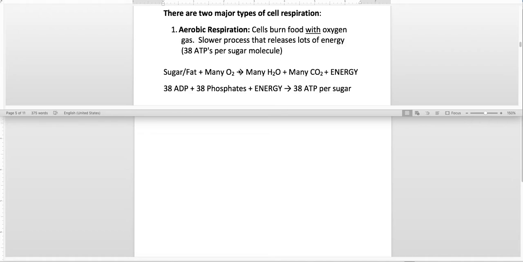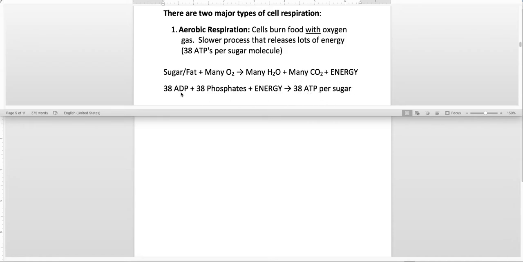In fact, if you break down one sugar molecule aerobically to carbon dioxide gas and water, you release enough energy in a cell for the cell to build 38 ATP molecules. Another way to say that is it takes 38 ATP molecules to store all the energy that you can release from burning one sugar molecule. So that's a lot of energy, enough energy just from this one sugar to build 38 ATPs.